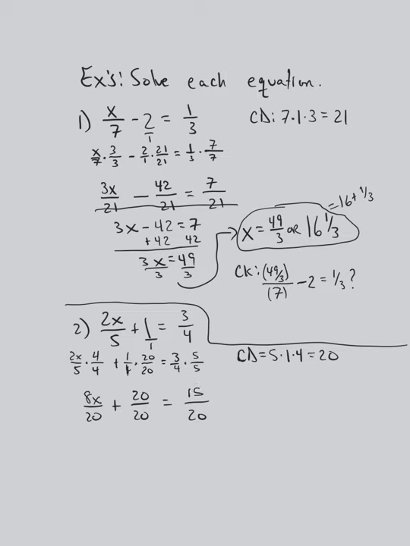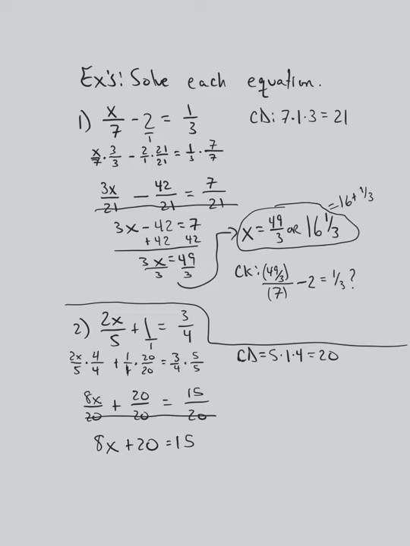All right, and so now just take a look at it. All your denominators are 20. So what does that mean we can do? We can cross all of those denominators out. And what are we left with? 8x plus 20 is equal to 15. Okay, then we just solve normally.